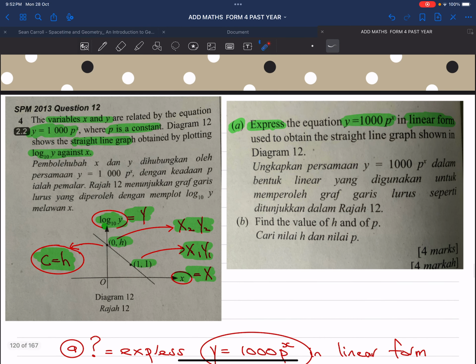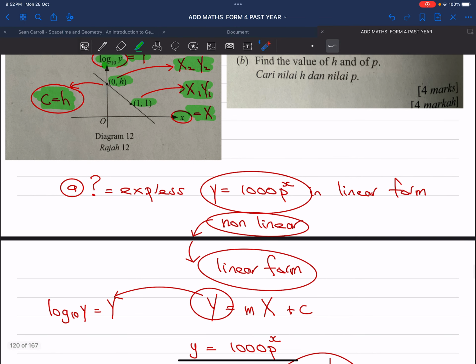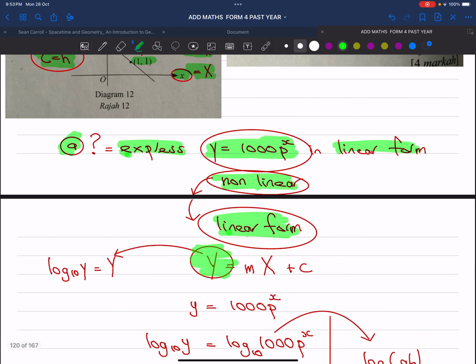We look at the question. Part A. Express the equation y equals 1000 p power x in linear form. The given equation has power x. Therefore, it is not linear. Because it has power x, it is not linear. We have to change it to linear form, which is capital Y equals m capital X plus c.